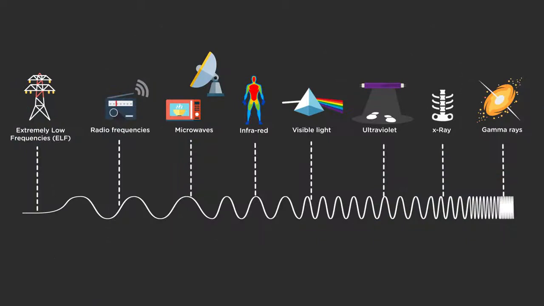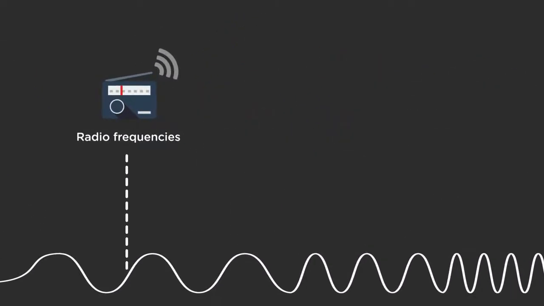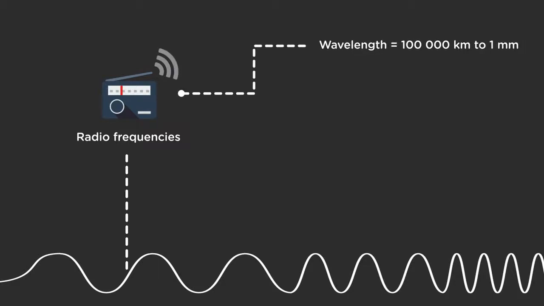So let's begin our journey across the electromagnetic spectrum. Our first stop on the spectrum is radio waves, the radiations with the longest wavelengths and the lowest frequencies. The length of these waves is between 100,000 kilometers and just down to 1 millimeter. The frequencies of radio waves range from 0.03 Hz up to 300 gigahertz.